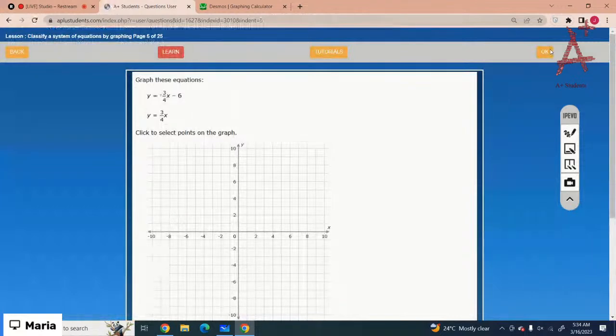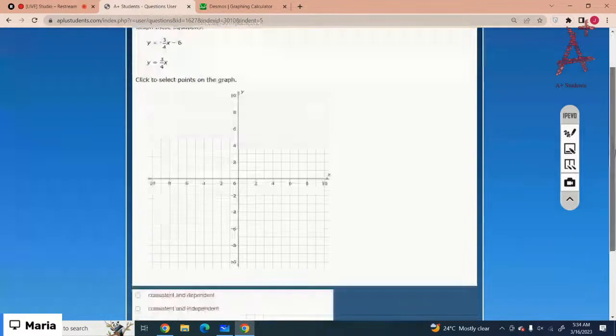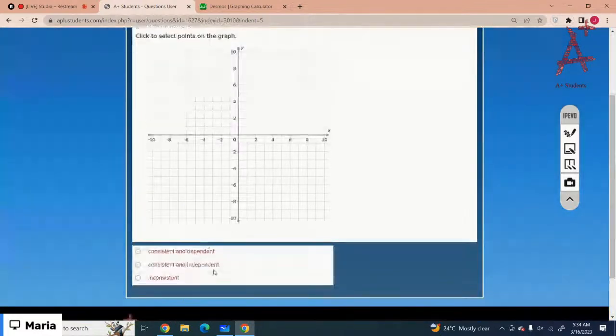Okay, y equals negative 3 over 4x minus 6 and y equals 3 over 4x. So both the equations have different slope and different y-intercept. Got it? That means the system is consistent and independent. Got it?